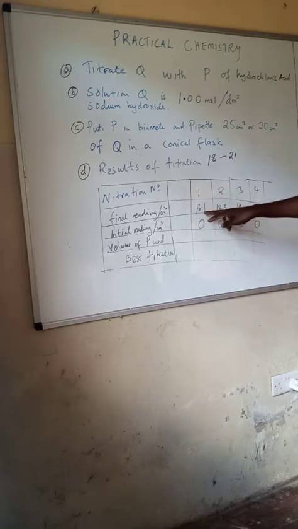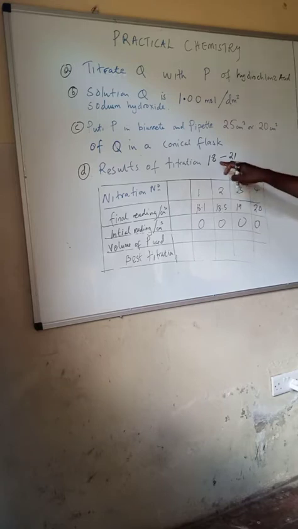I can start from 19.1, 19.2, 20, 21. It doesn't matter. I choose which numbers to put here, but they should range between 18 and 21. Okay? They should range between 18 and 21.